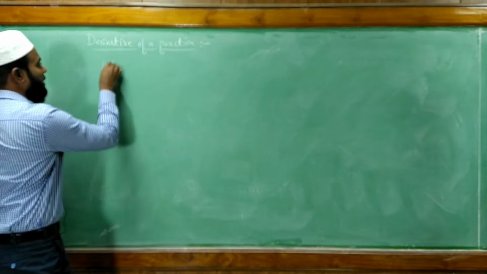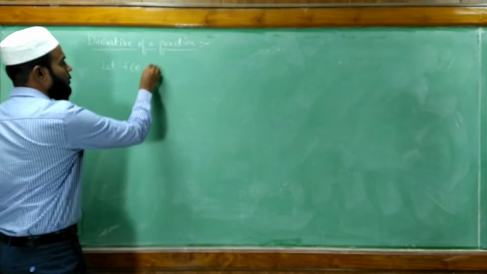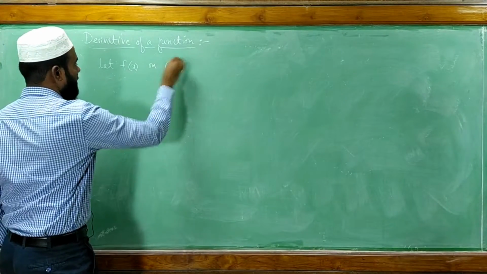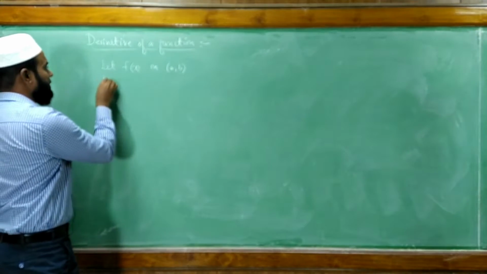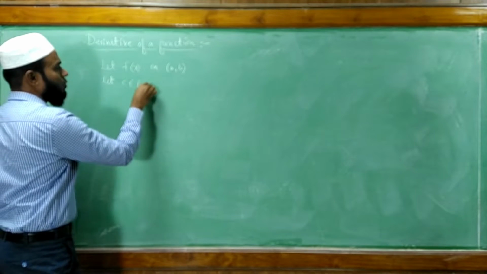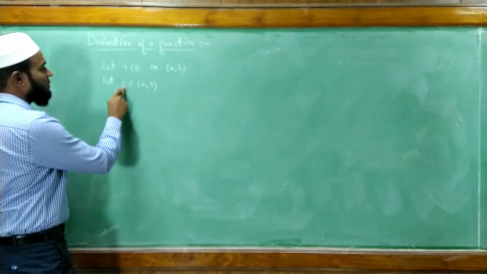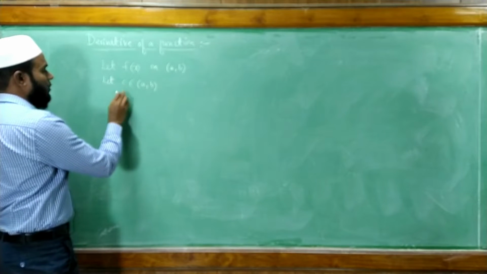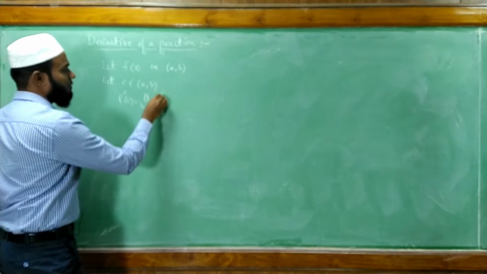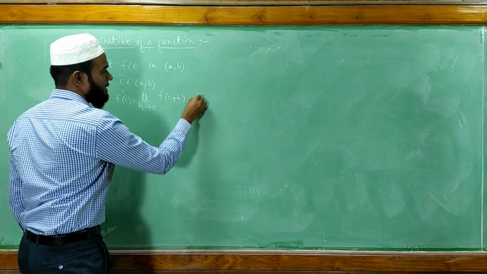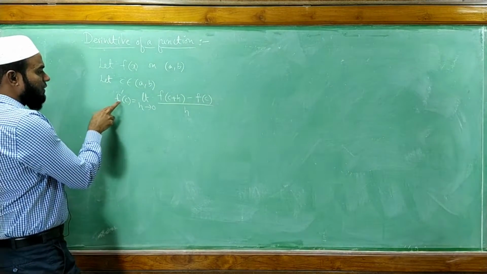Suppose, students, I am having a function f of x which is defined on an open interval a comma b. Let the point c belong to the open interval a comma b. Then at this point, according to the definition we have just seen, the derivative f dash of c is nothing but limit h goes to 0, f of c plus h minus f of c by h. This is the derivative of f at this point.